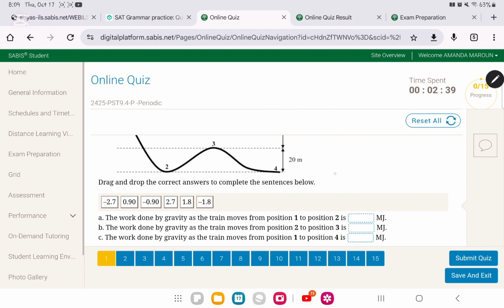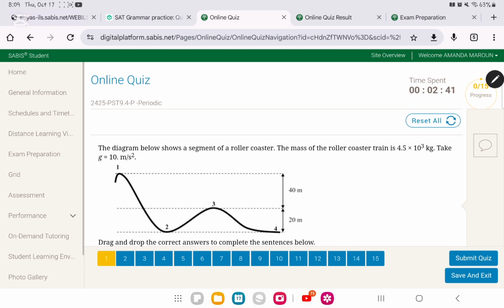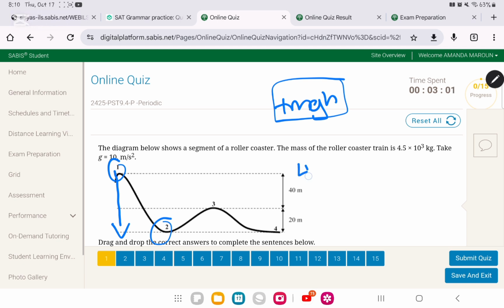So let's see. They need moving from position 1 until position 2. Position 1 is here, position 2 is here. You notice that the arrow is going downwards. Since it's going downwards, we will be using the equation plus mgh. So let us substitute. We have the mass, which is 4.5 times 10 to the 3 kg, multiplied by plus g, which is 10, and multiplied by the height in meters.